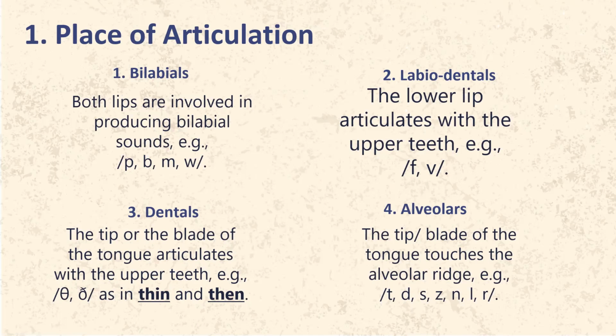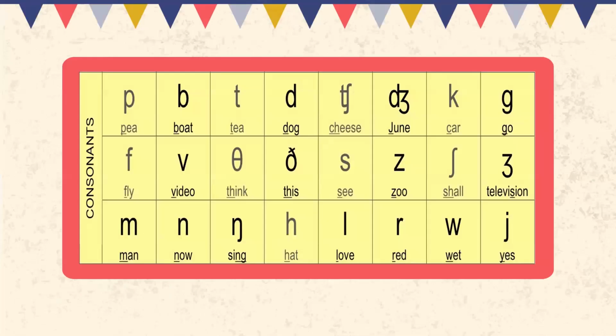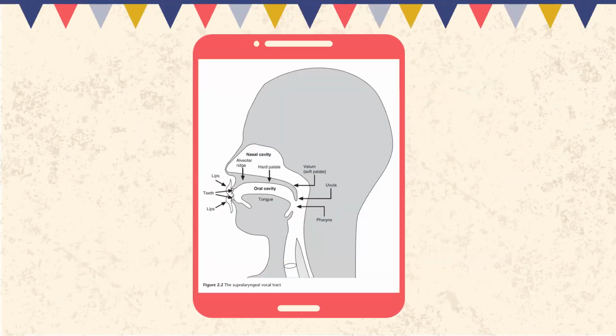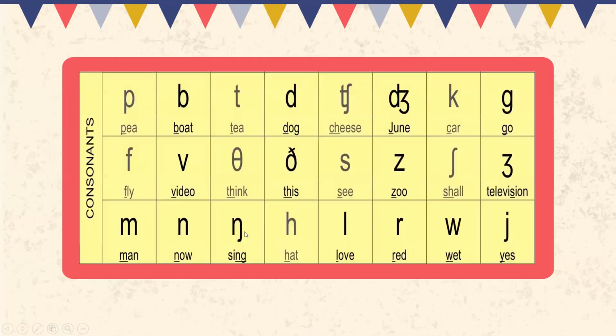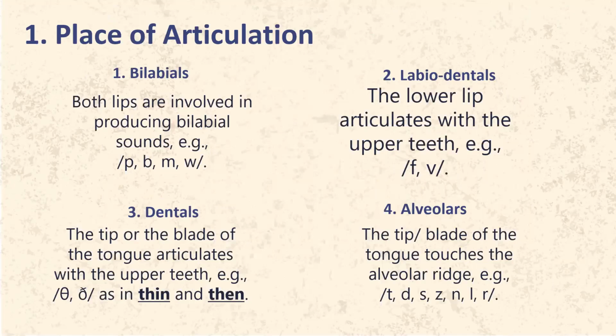Alveolars. When we say alveolars, we mean the alveolar ridge. Let's go back once again to the photo. Here is the alveolar ridge. You can touch it. It is behind your upper teeth. I think we call it something like that in Arabic, but I don't know exactly. It is behind your upper teeth, something that stands out, like a ridge sticking out.